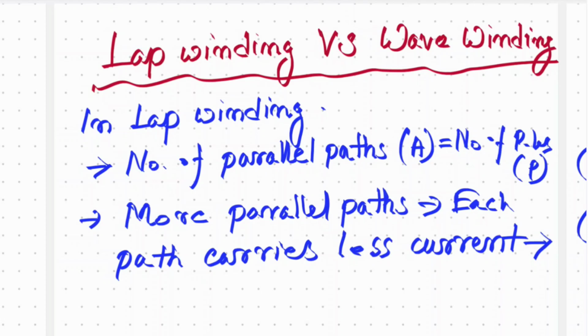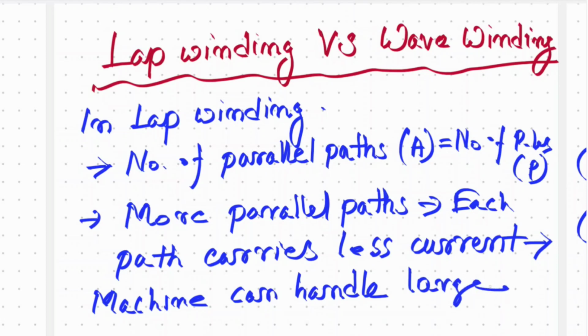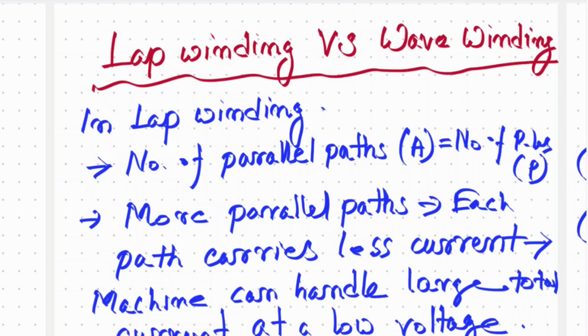So the machine can handle large total current at low voltage. So for lap winding, the number of parallel paths is equal to the number of poles, A is equal to P, and it has more parallel paths, so each path carries less current, so that the machine can handle large total current at low voltage.